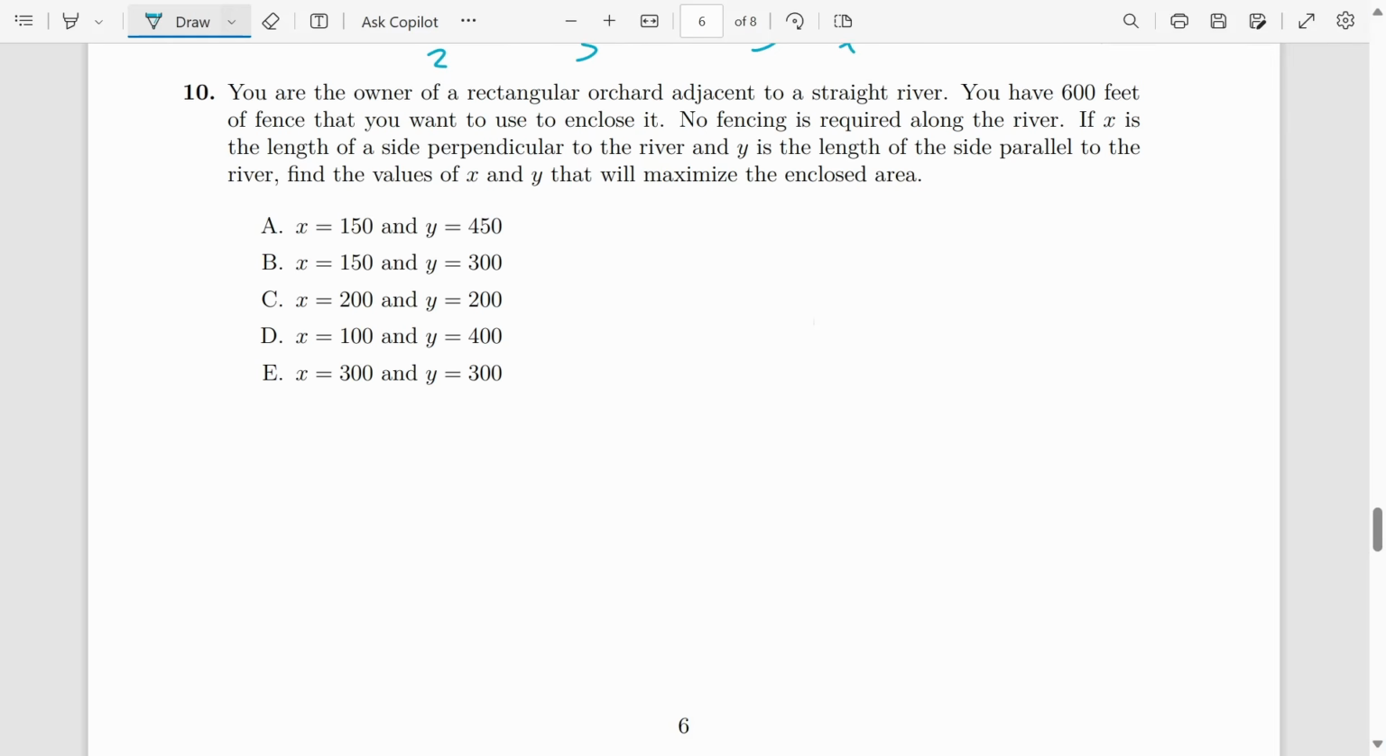All right, cool. So let's draw this out. So we have our river.